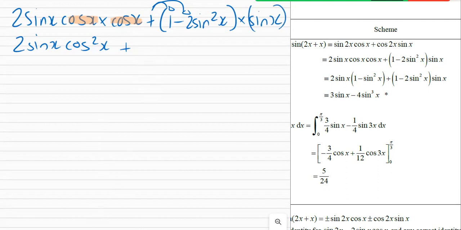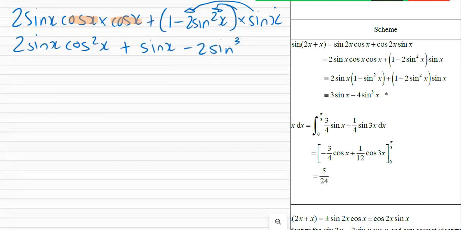First you want to times it out. You don't want to do what I just did. So first you want to times the sine x in, because multiplication goes first. Okay, so we're going to end up with plus sine x minus 2 sine cubed x. Okay, so we got rid of that bracket.